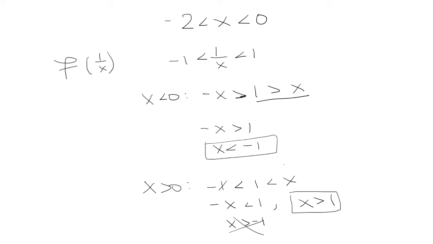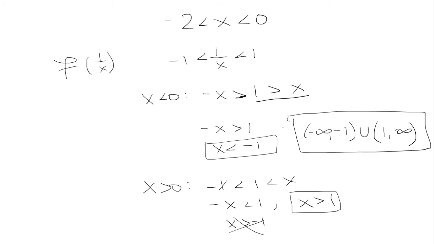So if we combine both cases, we see that the domain is between -infinity to -1, open parentheses, union 1 to positive infinity. So this is our domain. Now let's look at another case.